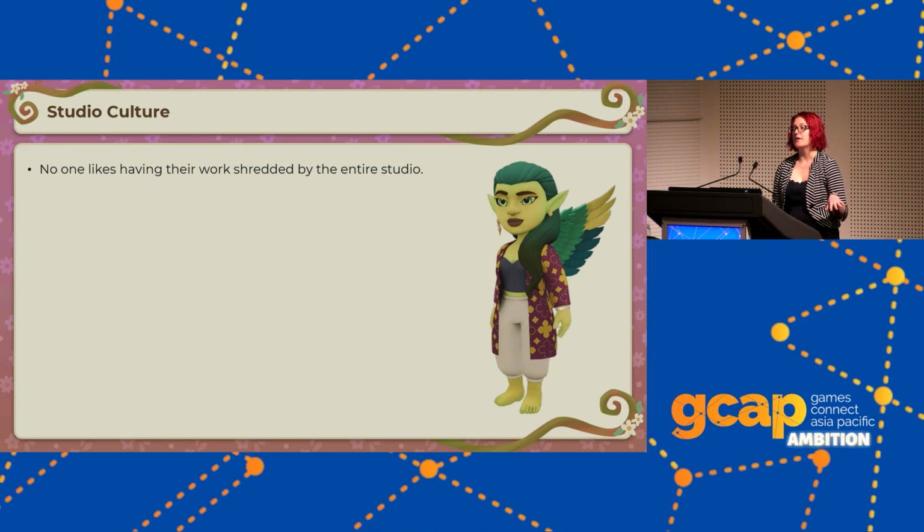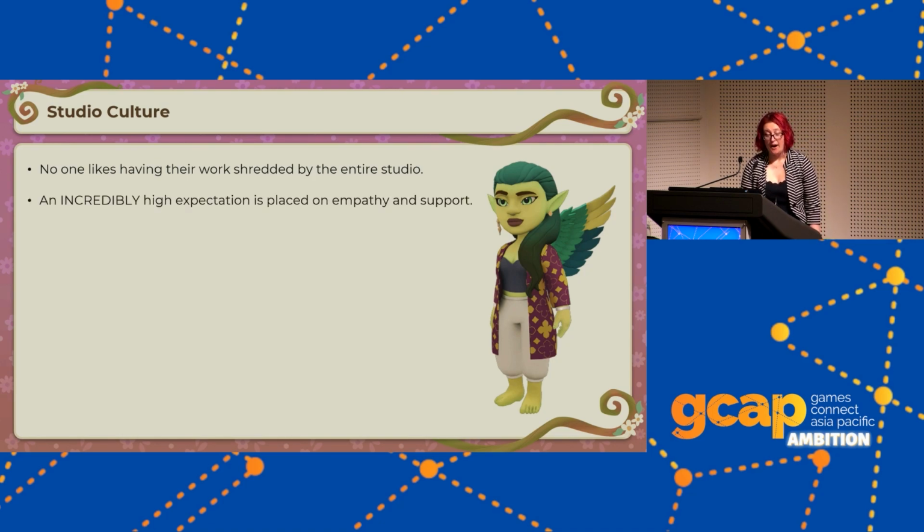So when we decided that we were going to build a studio that was asynchronous and that our processes were going to depend on everybody sharing in a public space, the first thing that we decided was that we were going to need a high level of EQ, that everyone on the team needed to have a lot of empathy and a lot of support. And that's not an easy thing to say, just like bring people in and I hope you're really nice to people.